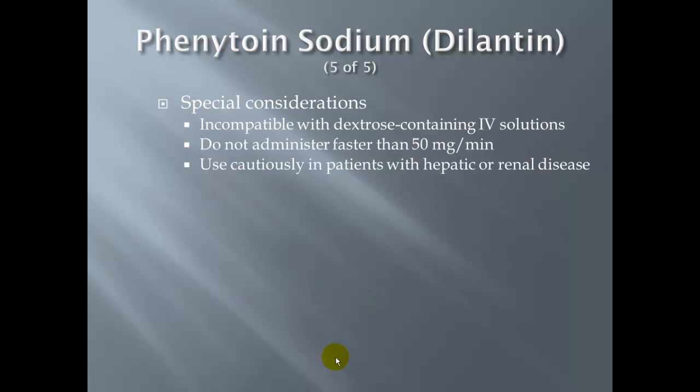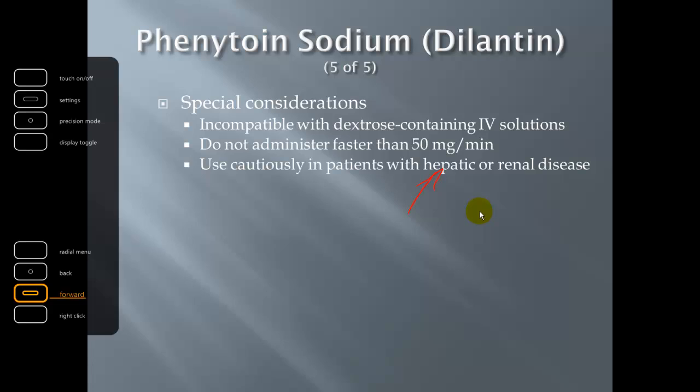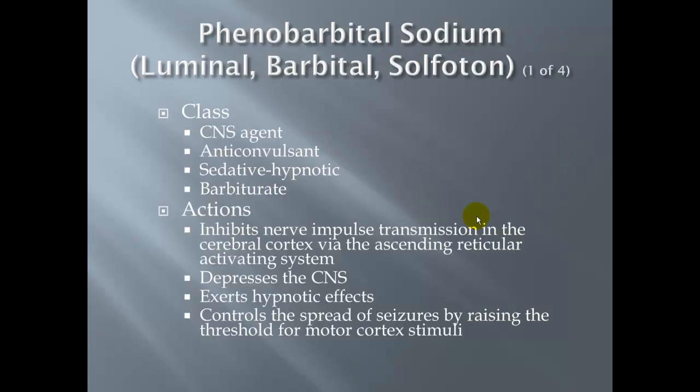Special considerations: incompatible with dextrose-containing IV solutions. So normal saline is going to be your drug of choice to mix this with when dripping it in. Do not administer faster than 50 milligrams per minute. Use cautiously in patients with hepatic and renal disease, and that's because with hepatic disease, the Dilantin and the lidocaine both form an active metabolite in the liver. So this is going to be problematic. And with renal disease, this is how we're going to eliminate it. So both of these will be complicated if you use it on a patient with those hepatic or renal diseases.